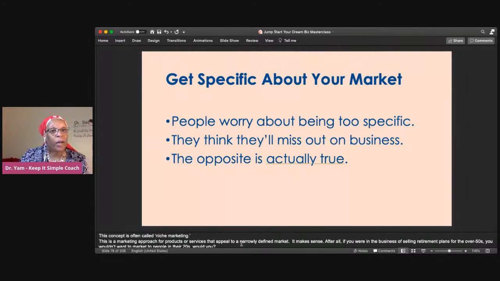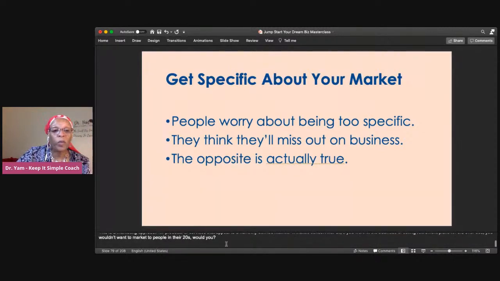And it makes sense, right? Because after all, if you are in the business of selling retirement plans, you're not going to want to get people in your 20s, do you? You don't want those 20-year-olds in your results, because that's not who you're marketing to, right? So you're just wasting your time otherwise. So the more specific you want to be, the better.